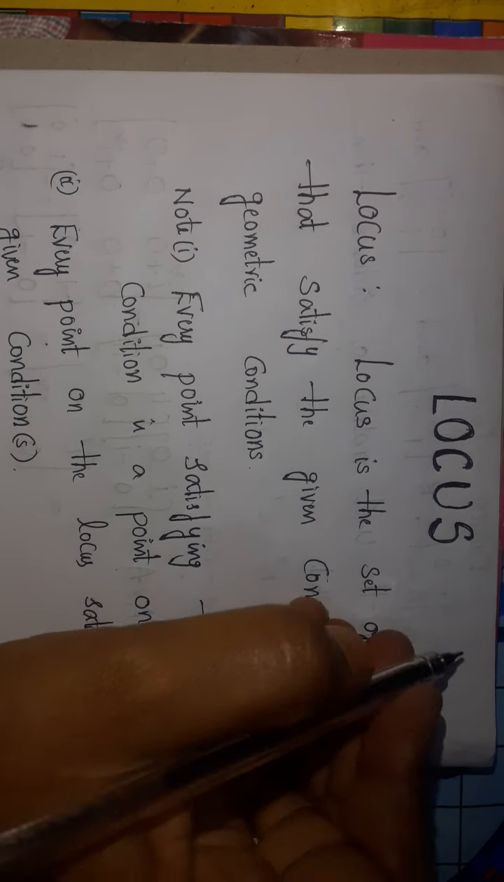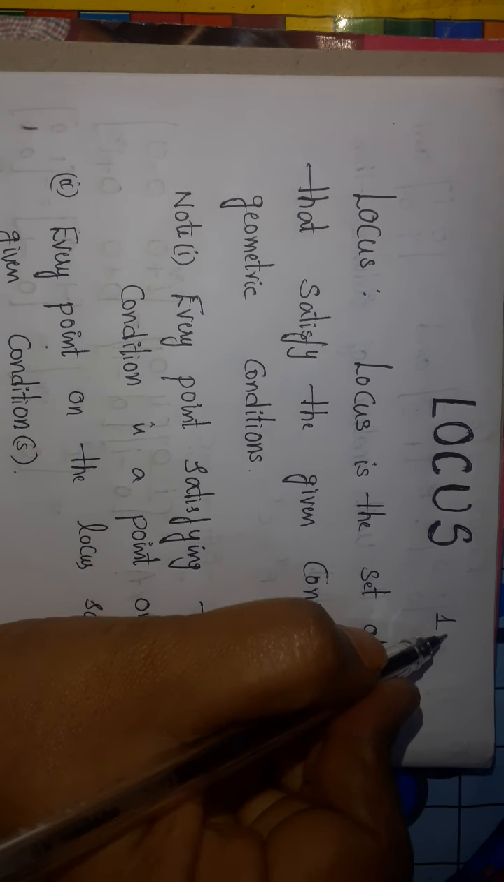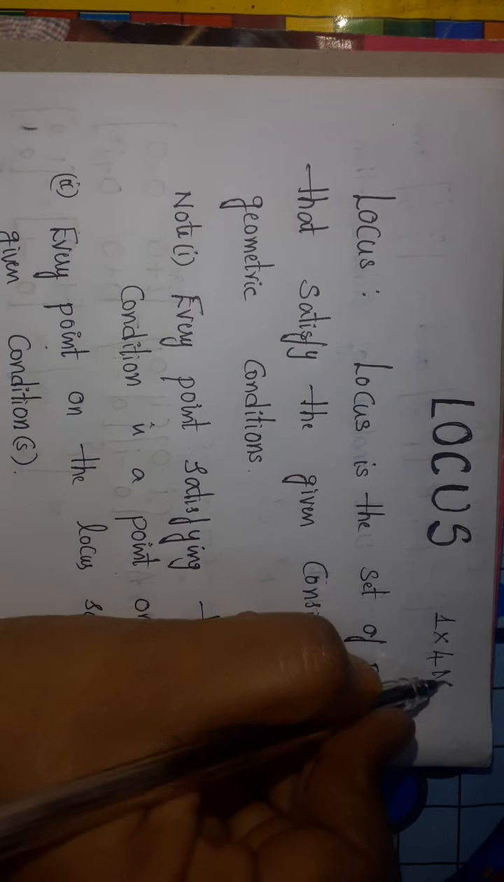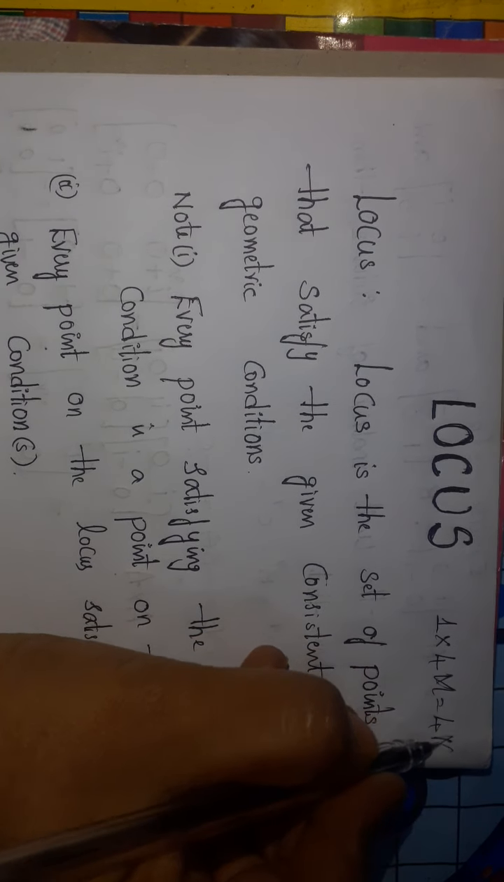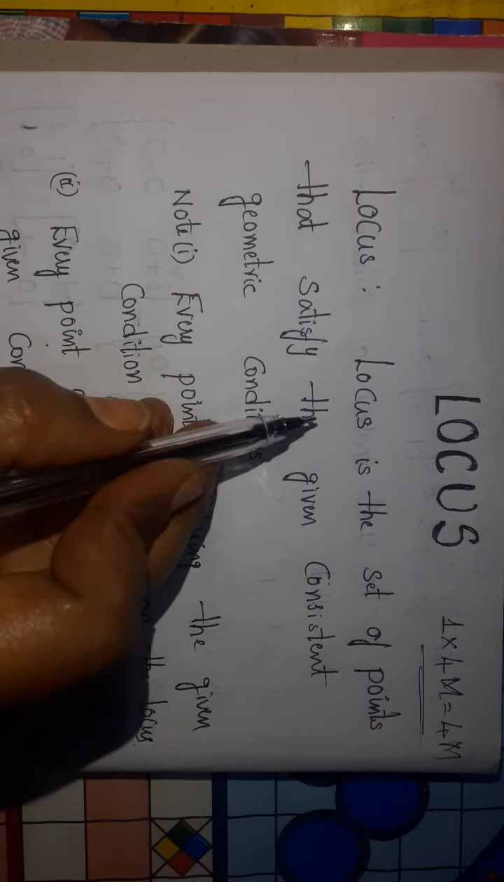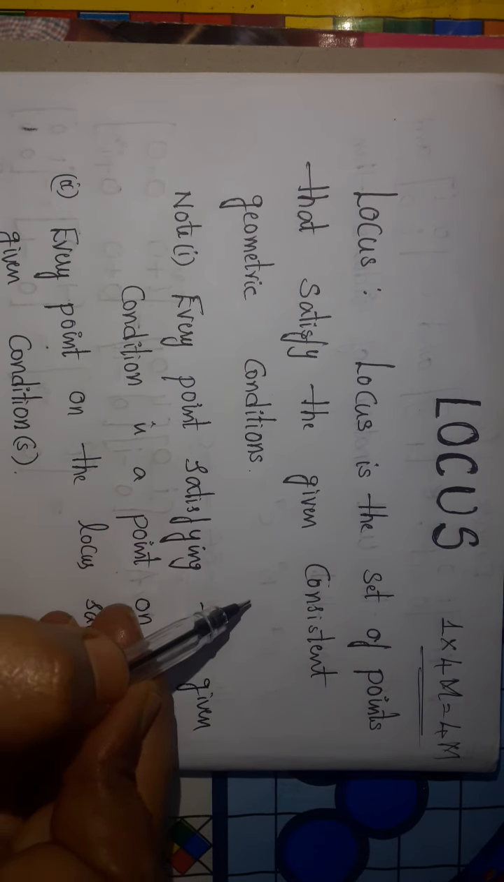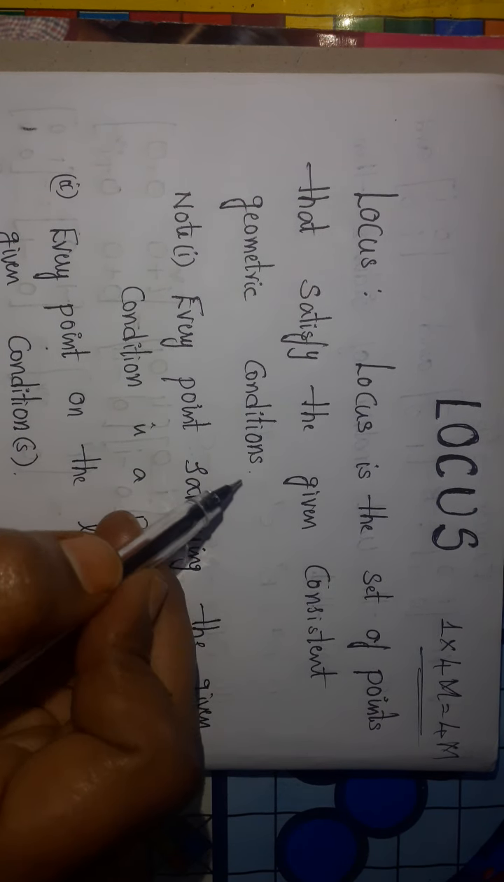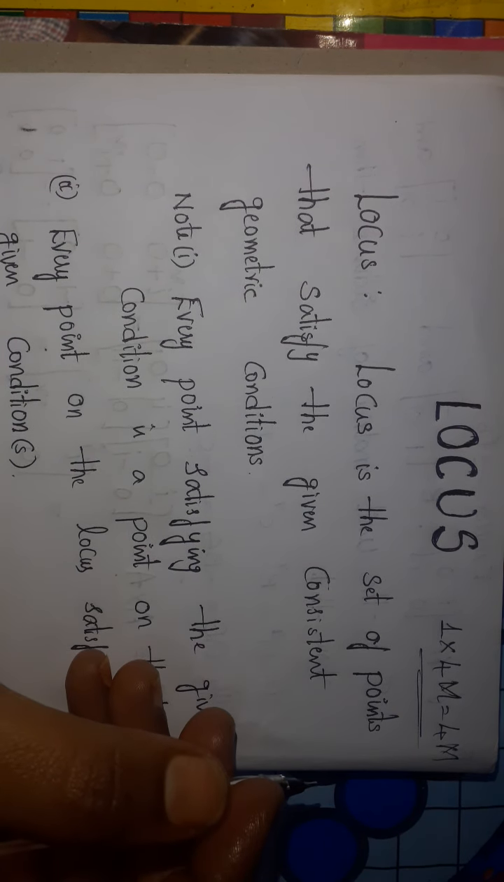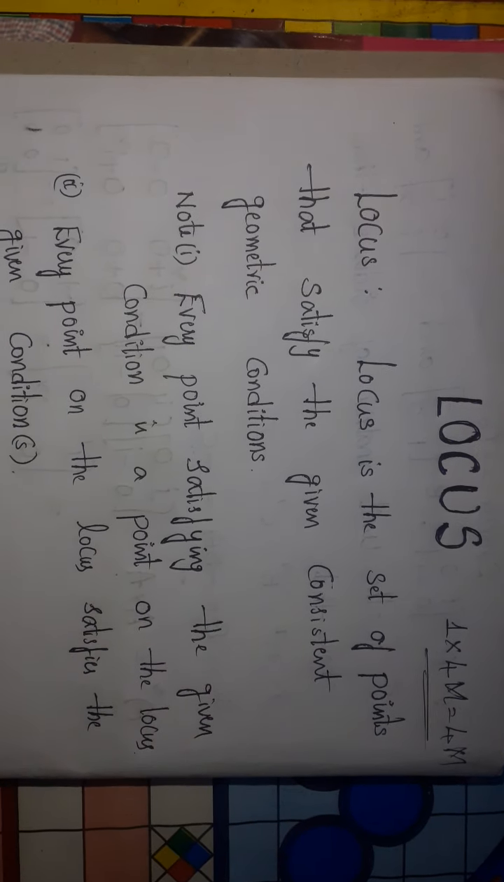Here you are supposed to write one 4 marks question. That is 1 into 4 marks. You will get 4 marks from this unit. Okay, locus. Locus is nothing but a set of points, a collection of points that satisfy the given condition. Okay, so let us see one example first.